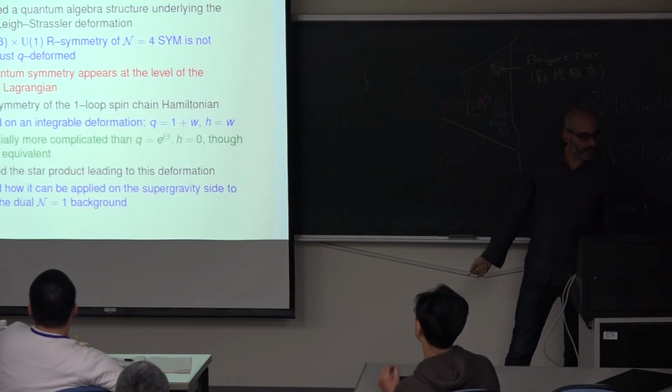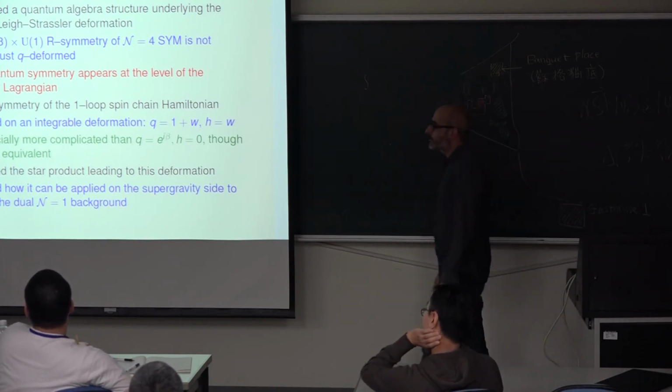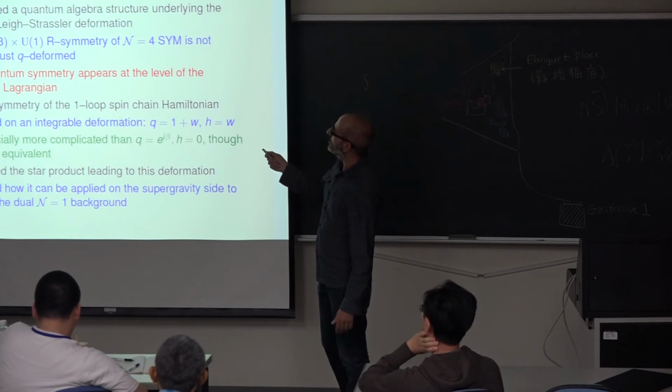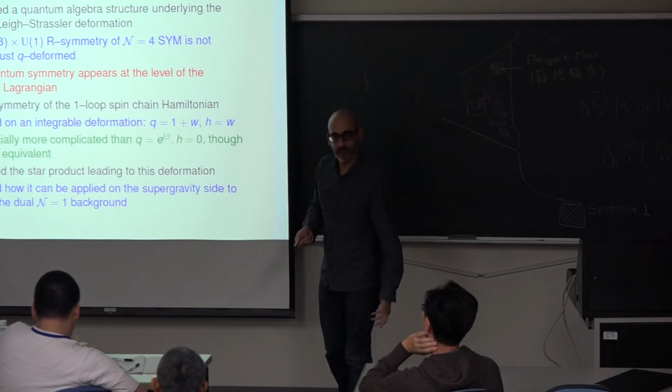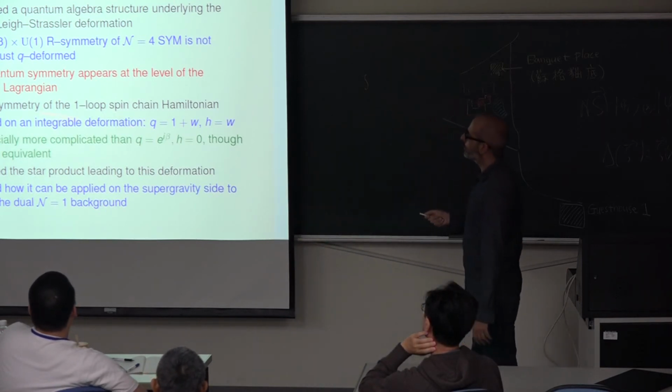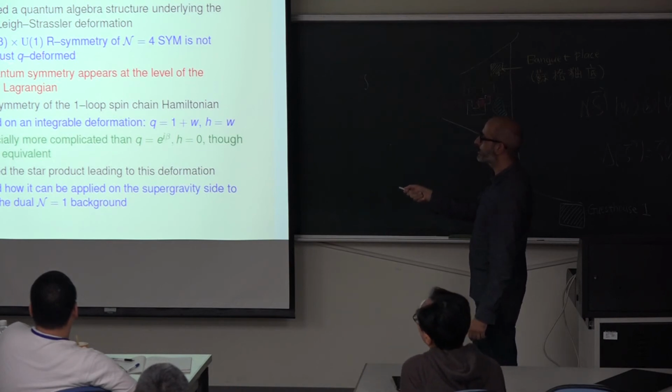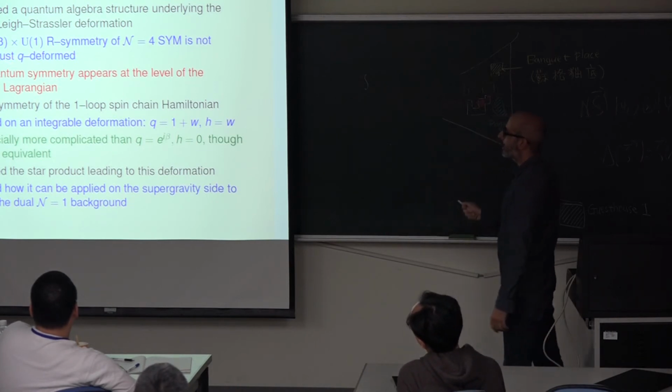So this is a proper supergravity background, which we checked explicitly. So let me summarize what we achieved by doing this. We found the quantum algebra structure behind the generally structured deformation, and we are claiming that we're just not breaking the SU3, just Q-deforming it.